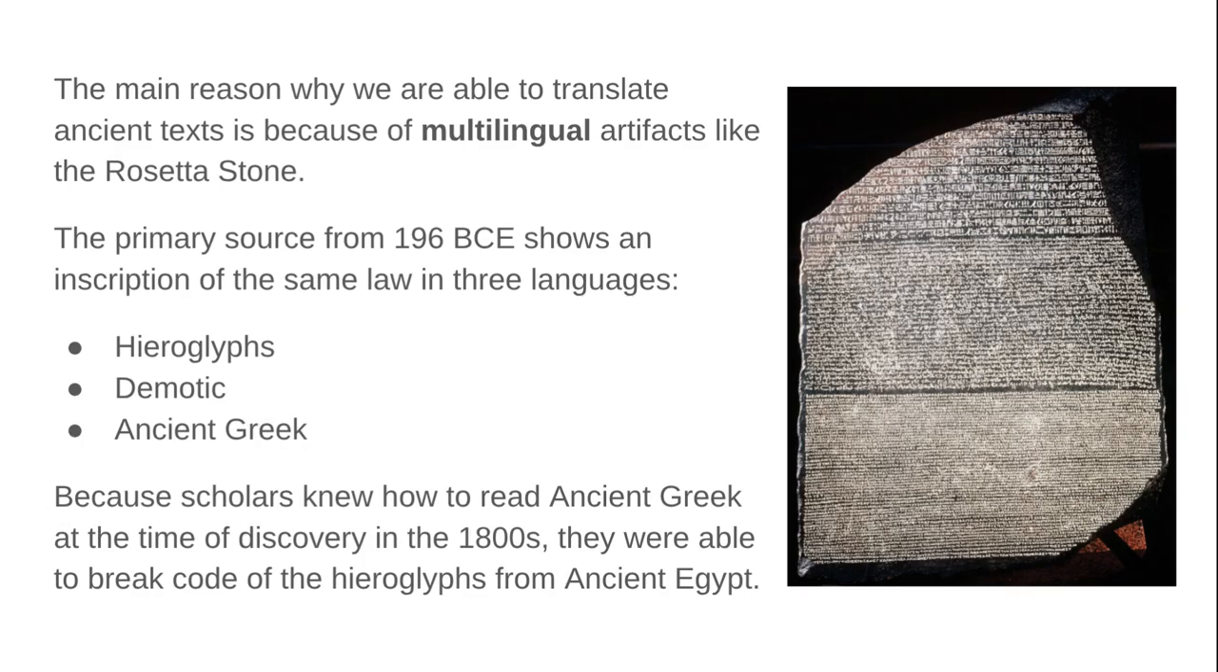And because scholars knew how to read Ancient Greek at the time of discovery of the Rosetta Stone in the 1800s, they were able to break the code of the hieroglyphs from ancient Egypt. So that was a huge breakthrough for historians, and historians are still hoping to find something similar for the Indus Valley civilization's language.